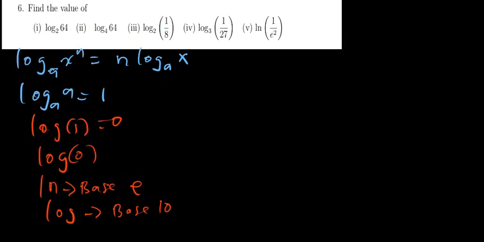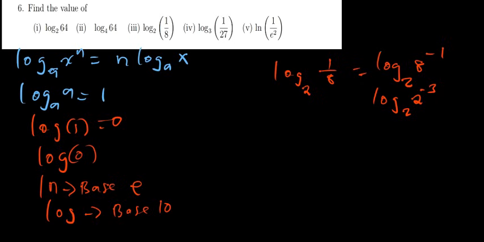If I go to this, it's basically the same thing that we have been doing so far. Log base 2 of 1 over 8 can be written as log base 2 of 8 to the power negative 1, so log base 2 of 2 to the power negative 3. Negative 3 can come in front. So negative 3 is the answer.